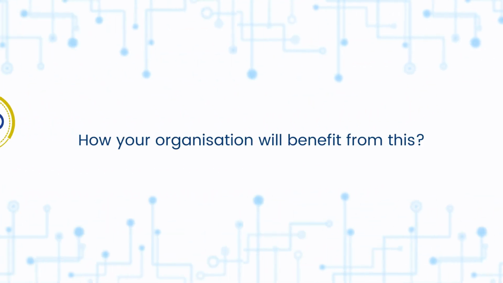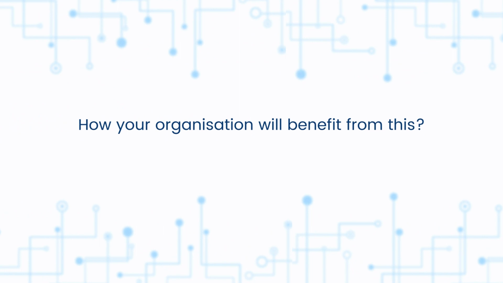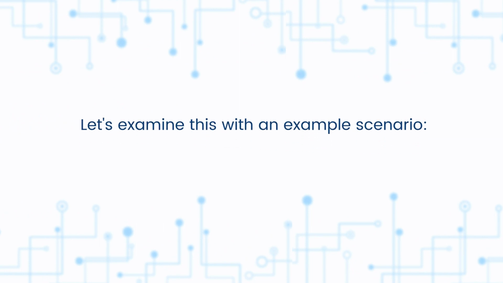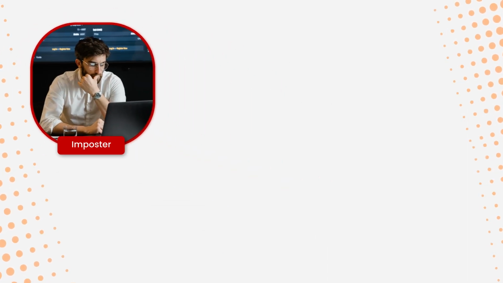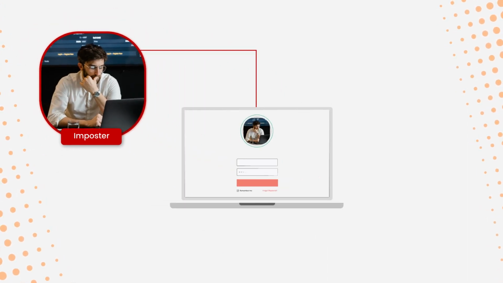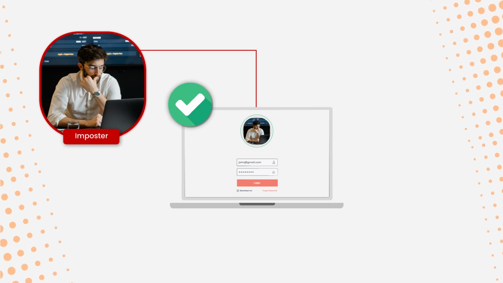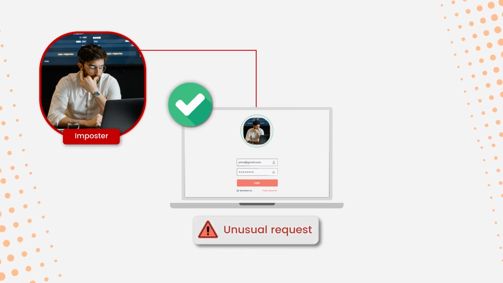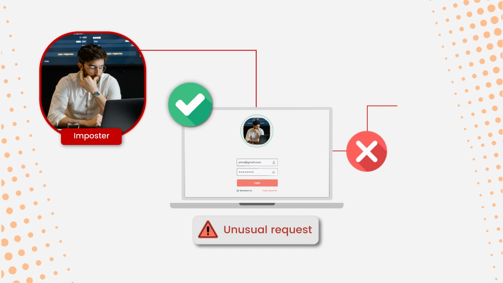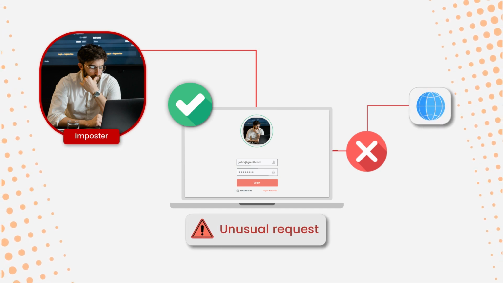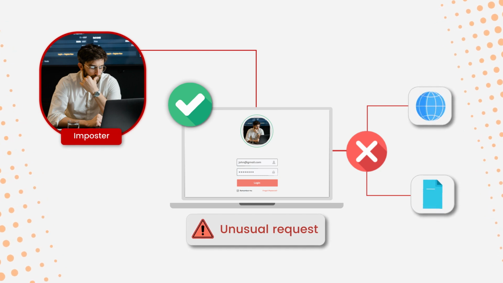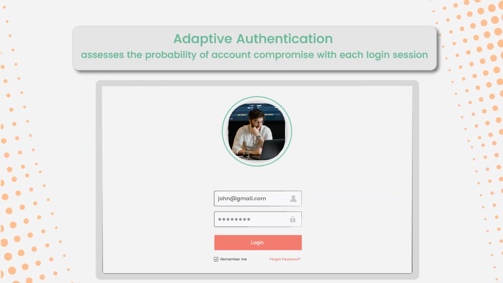But how will your organization benefit from this? Let's examine this with an example scenario. Suppose an imposter posing as your company's employee wants to access the organization's server, and they have the right set of login credentials. But that request is unusual. An unusual request could look like a login attempt from a country where you don't do business, or an access request for a sensitive file from an unusual network.